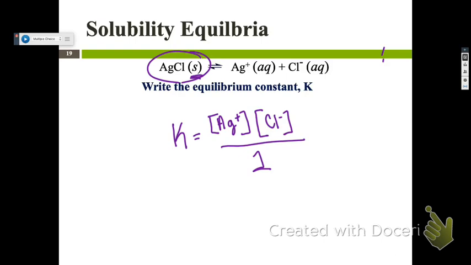That's the short answer of it. So here, this is exactly the equilibrium constant. And in chemistry, we like to make things specific. That's KSP. Solubility products. Okay?